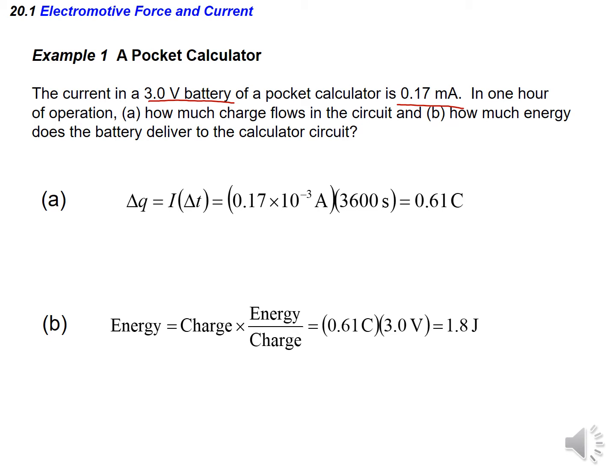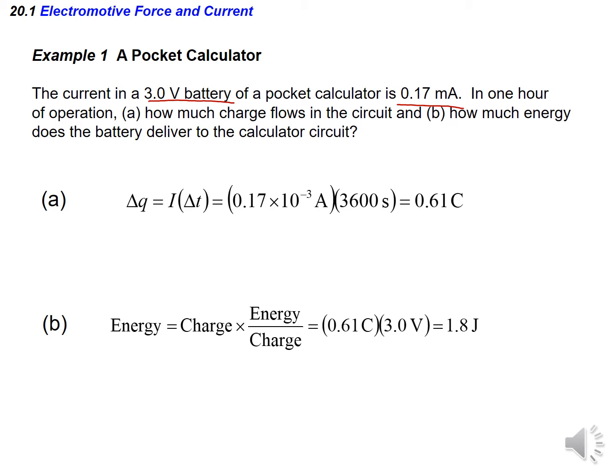So we are asked here for the charge, the amount of charge that flows in the circuit, and letter B is how much energy does the battery deliver to the calculator circuit. So in this problem, we have the given potential difference, which is the 3.0 volts battery, and then we have the given current of 0.17 milliampere.